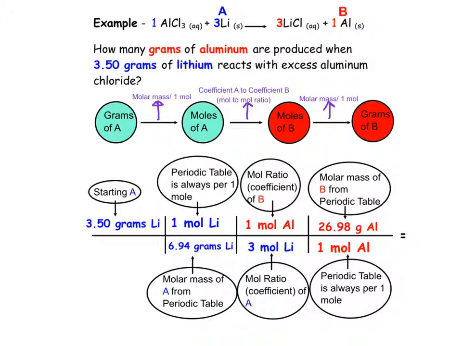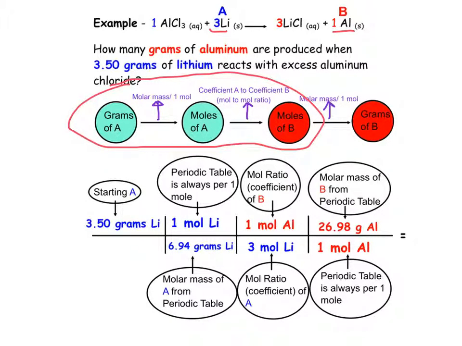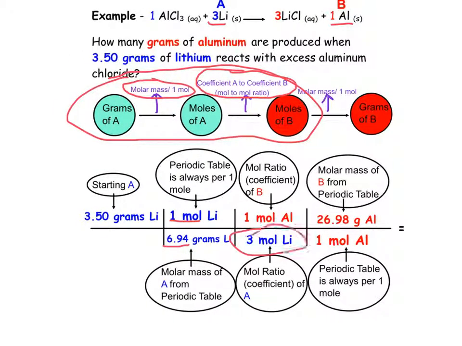You may also sometimes want to go from grams of A to moles of, say, B, which would be like if we started with grams of lithium and we wanted to convert to moles of aluminum. In that case, we would just follow these 2 steps, which tells us that we need to look at our molar mass of A, which is always per 1 mole, and in this case our molar mass of A is 6.94 grams of lithium, which comes directly from our periodic table. Step 2 is then telling us to do the same thing we did last time, where we looked at our coefficient of A to our coefficient of B.